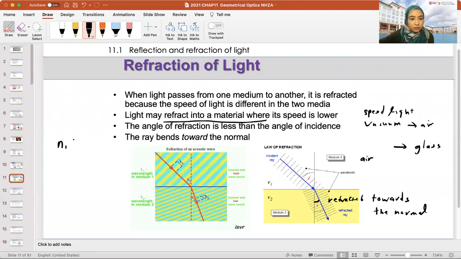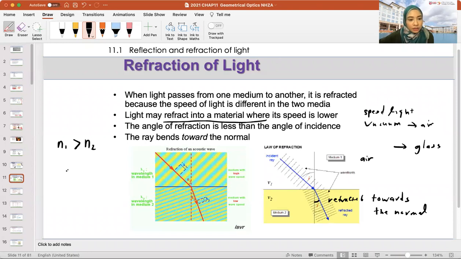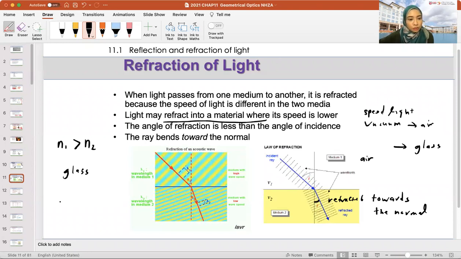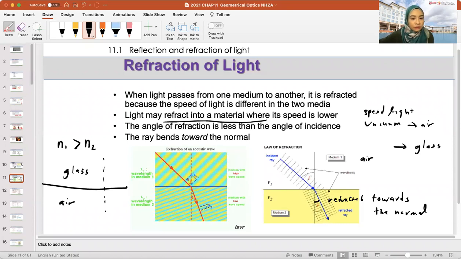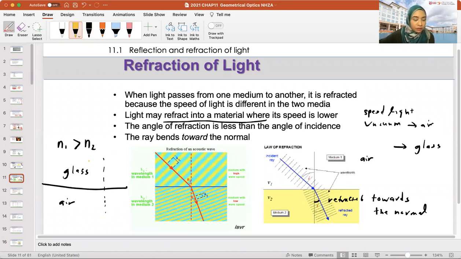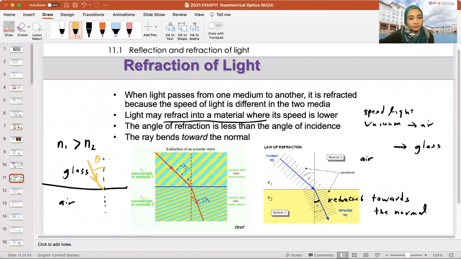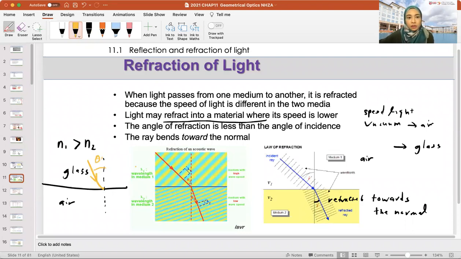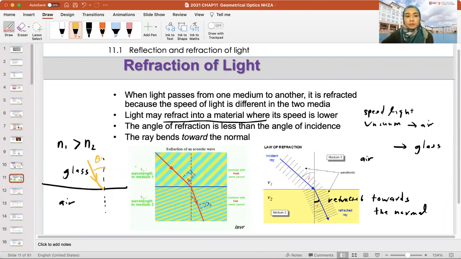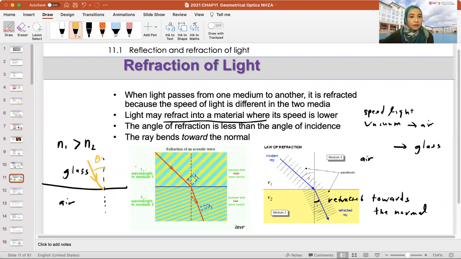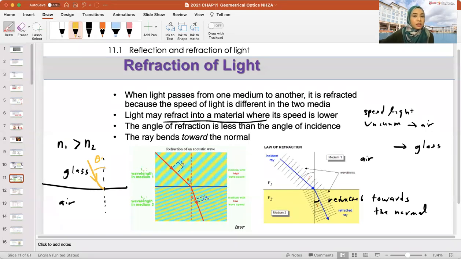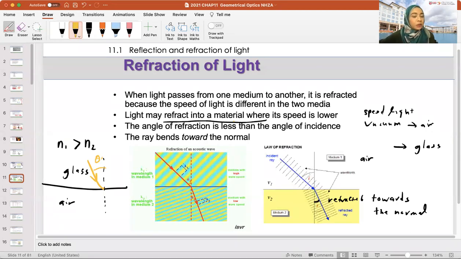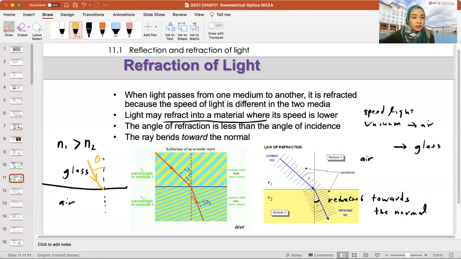or N1 is greater than N2. For example, we travel from glass to air. I think you can guess already. So this is my normal. This is my ray of light. This is my incident angle, theta 1. If I told you just now, if the speed of light is slower, it will go towards the normal. If it becomes faster, it will travel away from the normal.